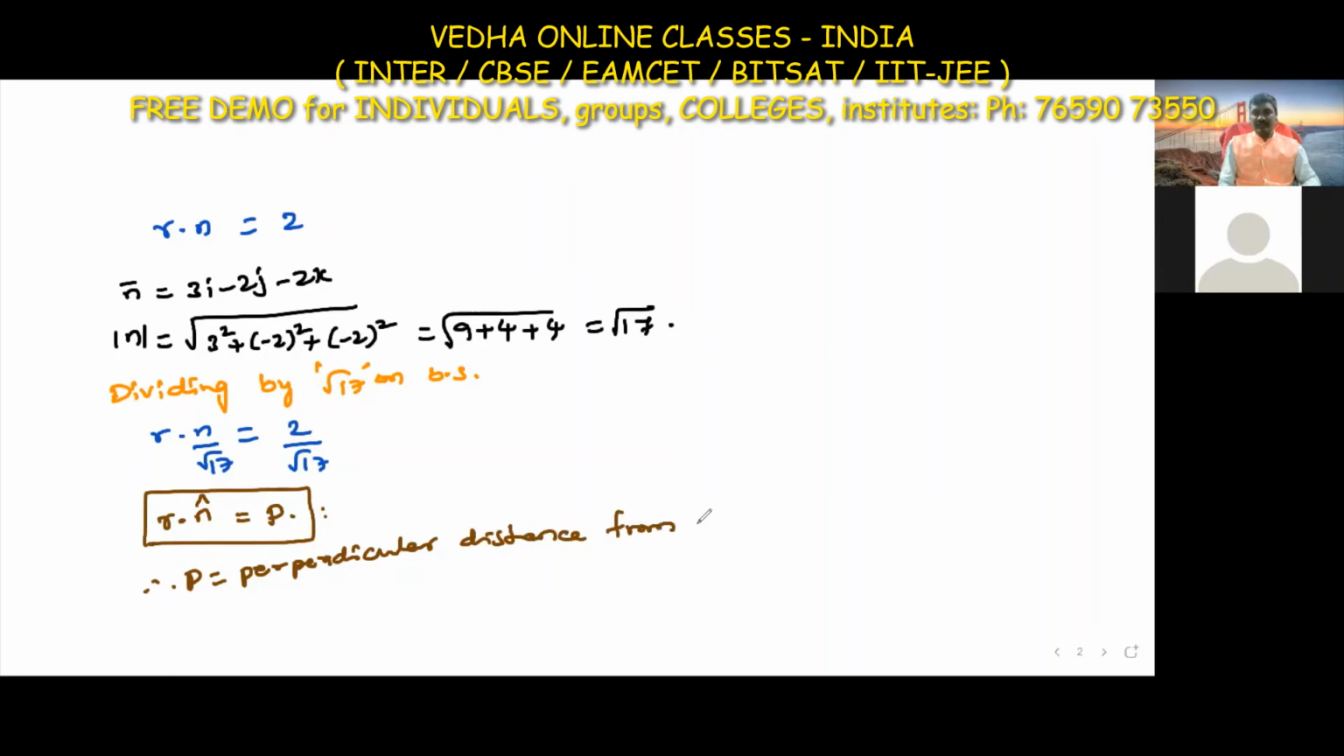From origin is equal to 2 by root 7. 2 by root 7, this is the final answer.